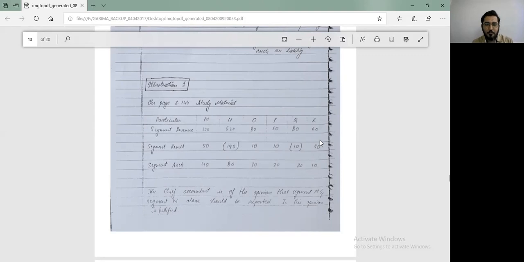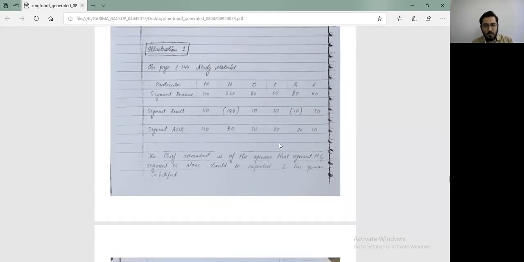Segment result, you have a profit of 50 for M, loss of 190 for N. You have a profit of 10 for O, 10 for P, loss of 10 for Q, and profit of 30 for R. You also have segment assets. For M you have 40, for N you have 80, for O you have 30, for P you have 20, for Q you have 20, and for R you have 10. See what they've given in the question. The chief accountant is of the opinion that only segment M and N alone should be reported.